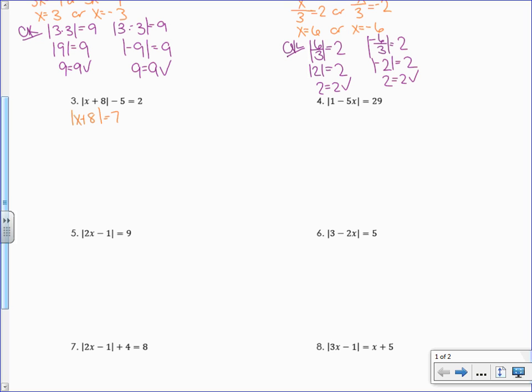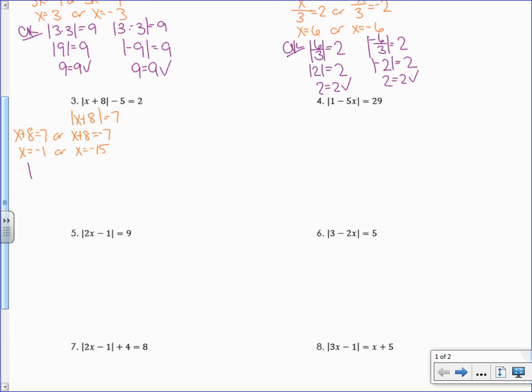Now you can break it into the two cases. So x plus 8 equals 7, or x plus 8 equals negative 7. Subtract 8 from both sides, you get x is equal to negative 1, or x is equal to negative 15. You've got two answers. You need to do two checks in the original.